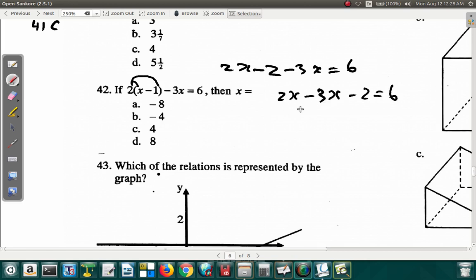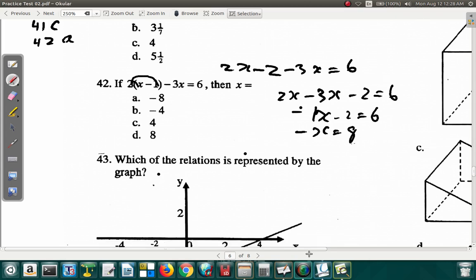The x terms together, 2x minus 3x minus 2 is 6. 2x minus 3x is what? That's negative 1x. That's negative x. Minus 2 gives you 6, but you add 2 to both sides. Negative x is equal to 6 and 2, 8. So it's negative 8. So 42 is A. Let's look at 43 and then we see what the answers are.